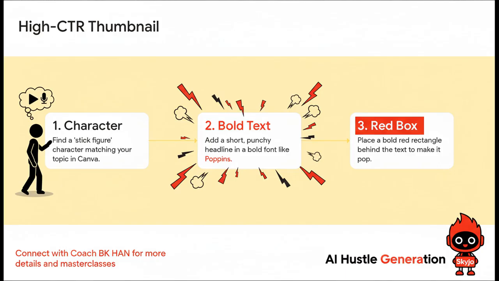The thumbnail is just as crucial, and you can make a killer one for free over in Canva using this super simple 3-step formula. 1. Find a stick figure character that fits your topic. 2. Add a short, punchy line of text in a big, bold font. Something like Poppins works great. And 3. Slap a bold red rectangle behind that text to make it just pop right off the screen.